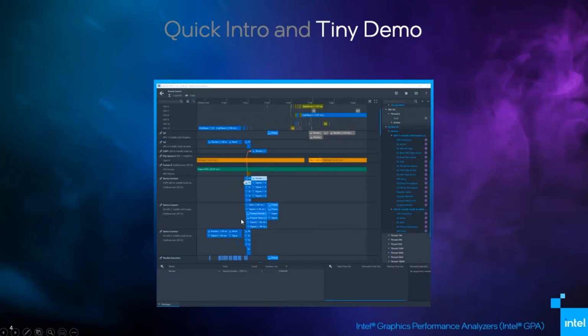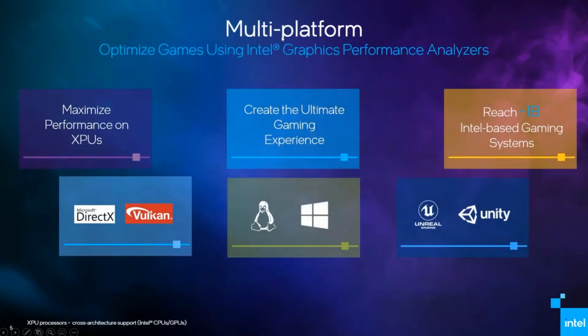So here's the trace analyzer view. And it's right here showing an arrow. So we've just added these arrows in the last 2 releases, so we can see dependencies, which is really, really helpful. And I have to throw in the multi-platform, Linux and Windows. Excuse me, we support DirectX and Vulkan, Unreal and Unity. So we're very flexible.